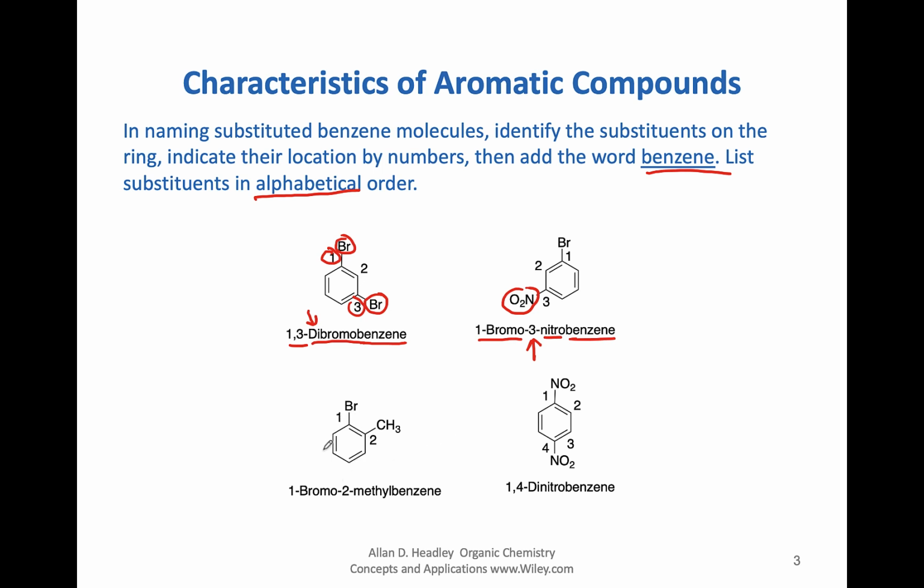Another example, benzene ring is right here, bromine and a methyl group. So it becomes a 1-bromo because B comes before M. So therefore it's a 1-bromo, 2-methyl, 2 because it's in the second position from the bromine. And the last one here is 1,4-dinitro. Notice again, dinitro, because it's 1, 2, 3, 4. That's the relationship, and of course ends with the word benzene added to it.